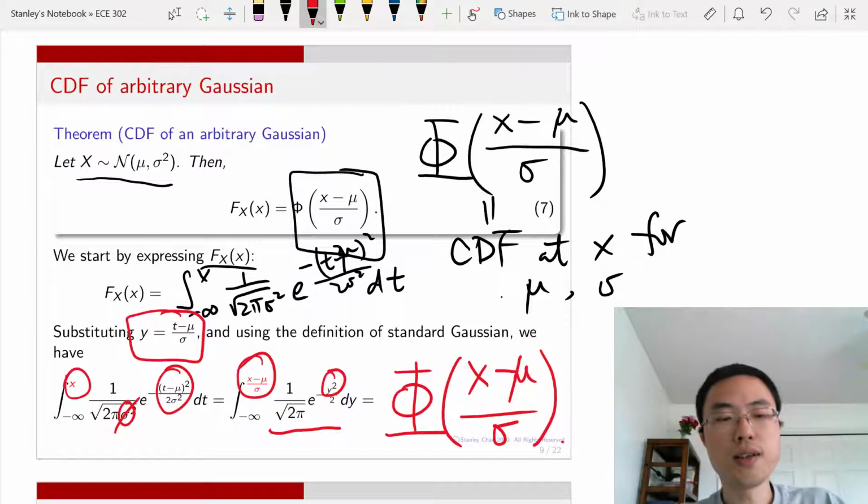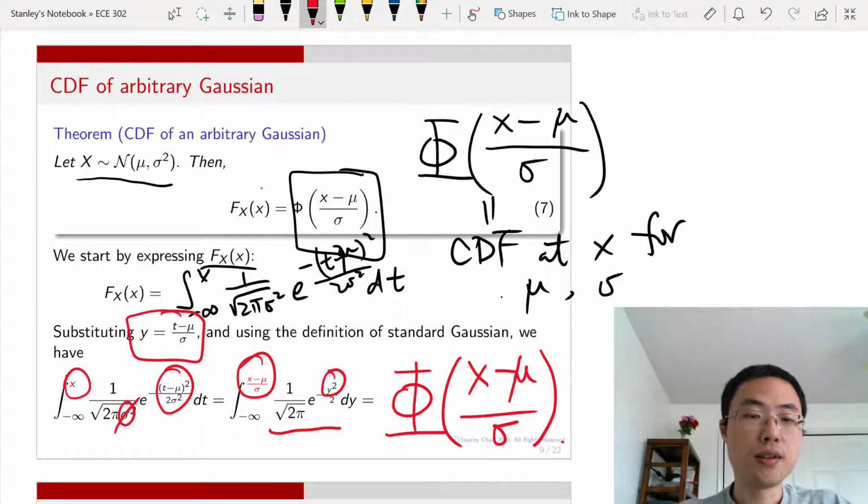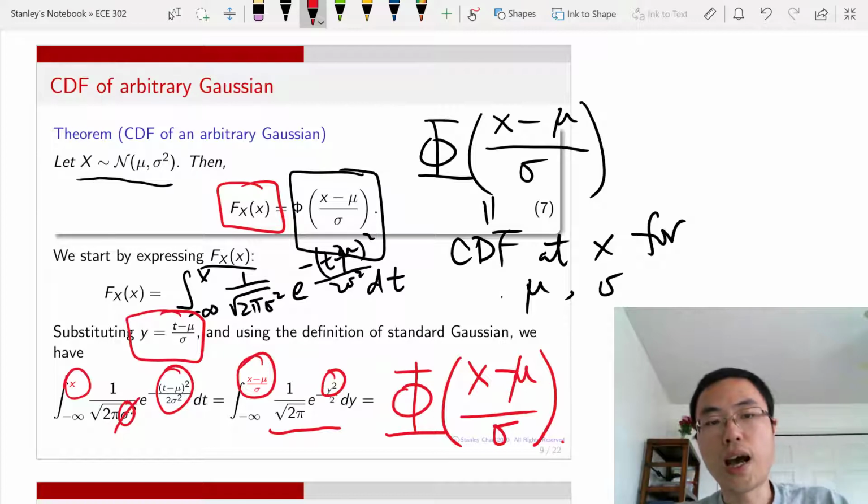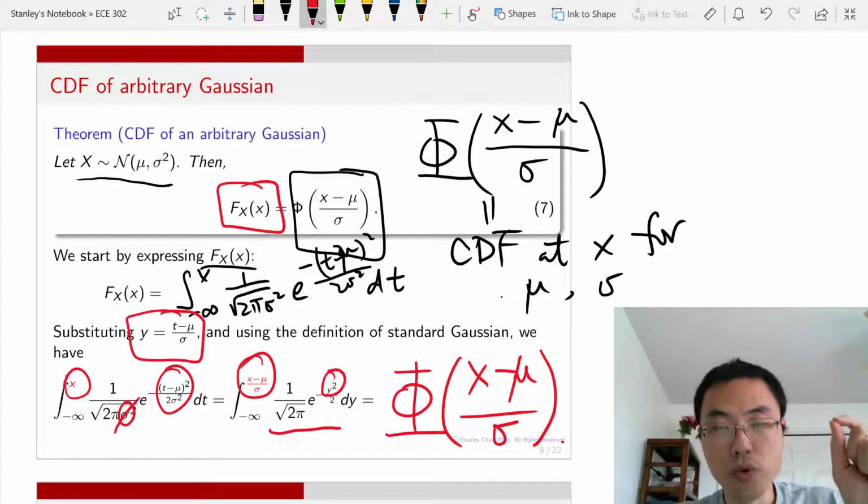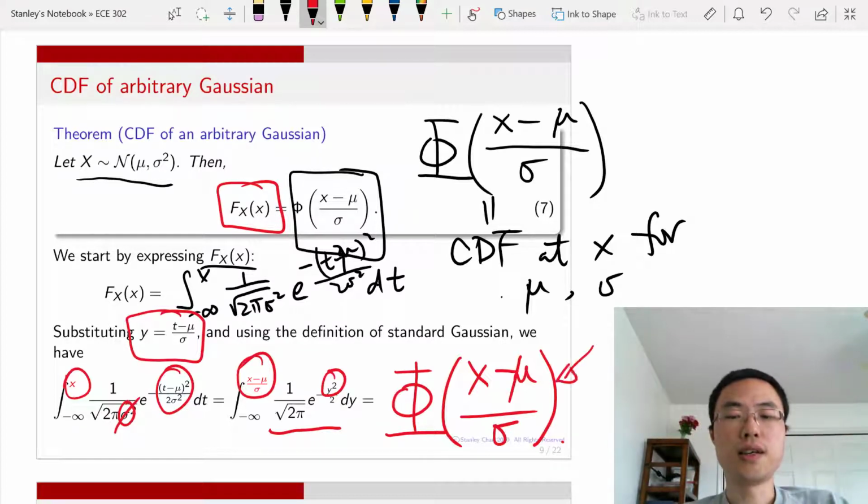And so now you can see this is very, very handy. That is a CDF for an arbitrary Gaussian evaluated at some point. This is an expression for a standard Gaussian, but because of this transformation, you can put in any arbitrary mu and sigma into this expression and get the same value. So on a computer, you can just use the standard Gaussian, and by shifting and scaling the x value, you will get the exact same probability.